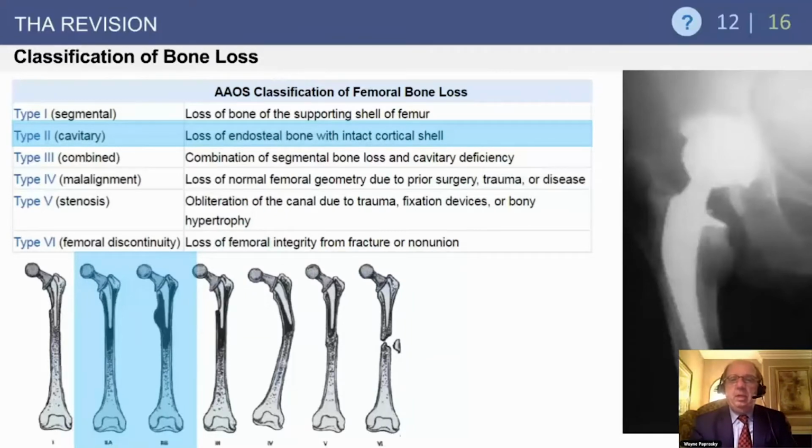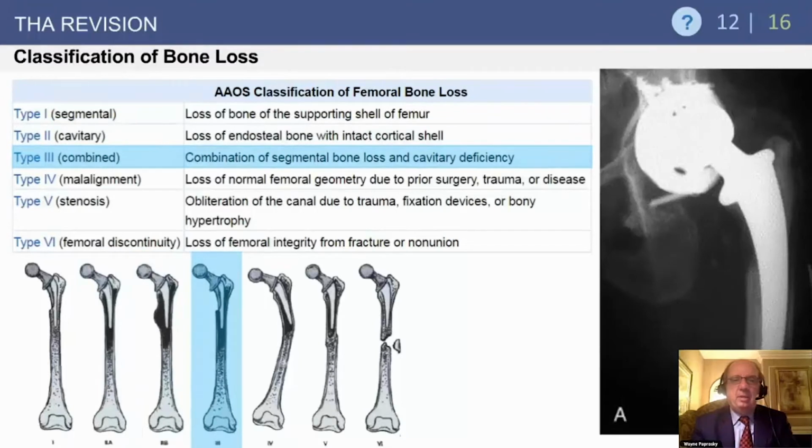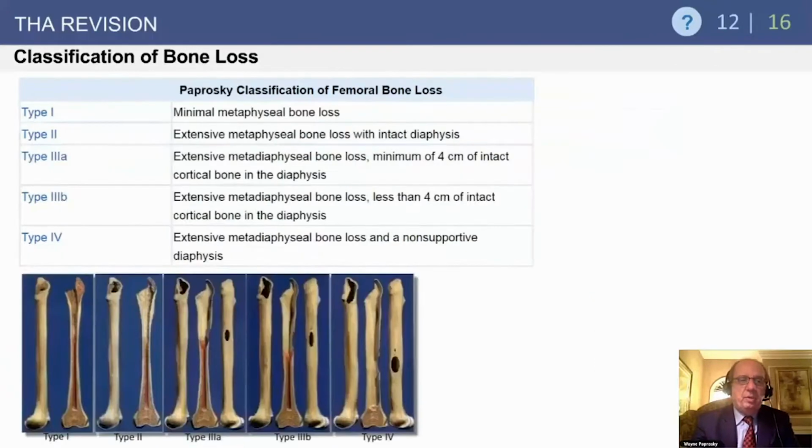So when we look at this, this is cavitary. It means the metaphysis is expanded. That's what it says. A combined defect here means that there's some proximal bone loss, and there is also a chunk of bone that's also missing from the femur. As we get into the Paprosky classification, it is more implant oriented.